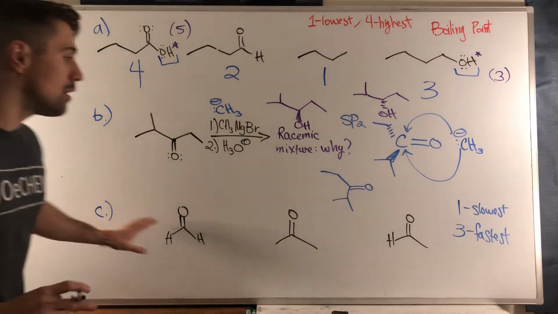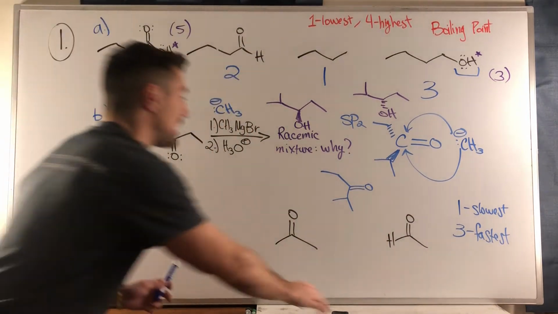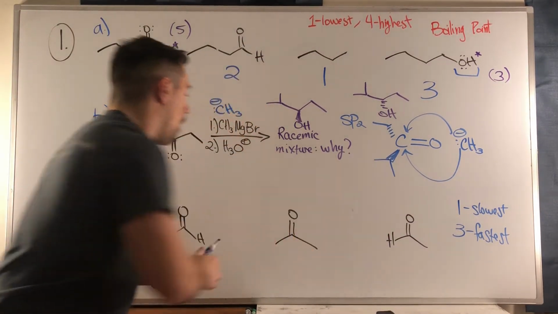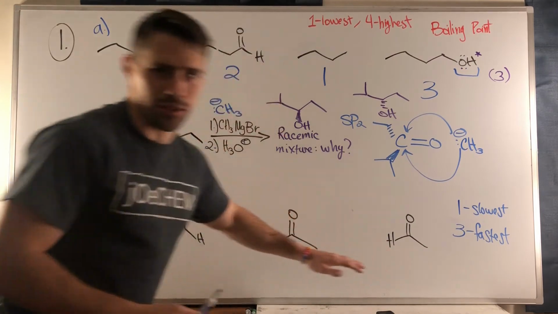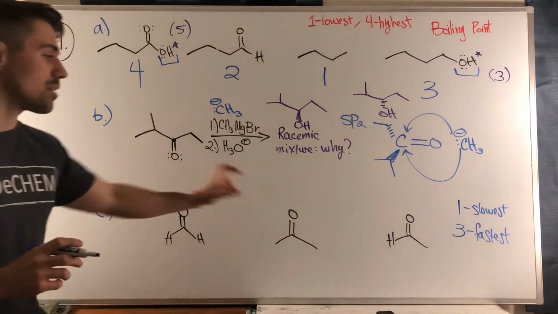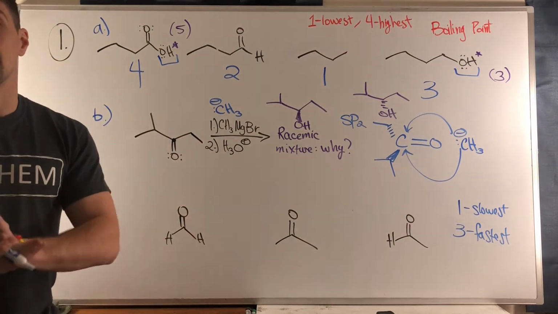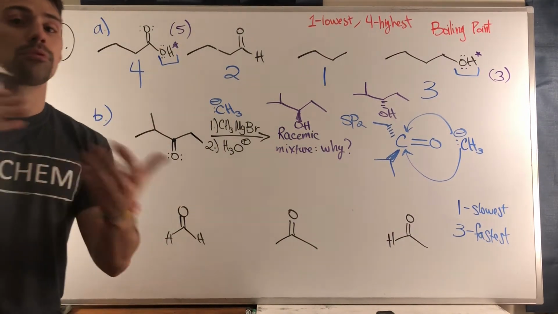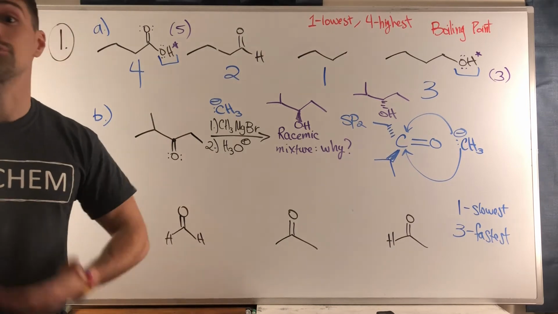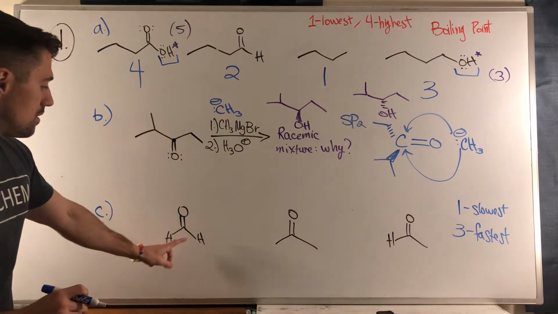Okay, now down here, we are tasked with explaining, when undergoing attack from a Grignard, I believe, which of these substrates, rank them from how fast the reaction goes, slowest to fastest. Remember, the easier this Grignard can approach the carbonyl carbon, the faster this reaction will go. So I think you can see, this is just formaldehyde.